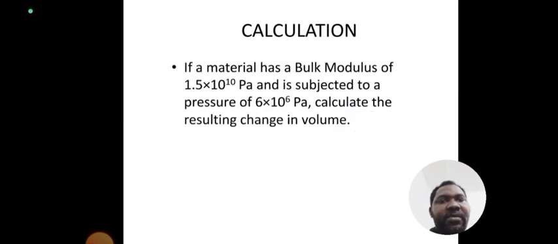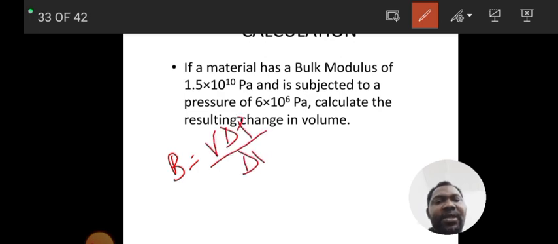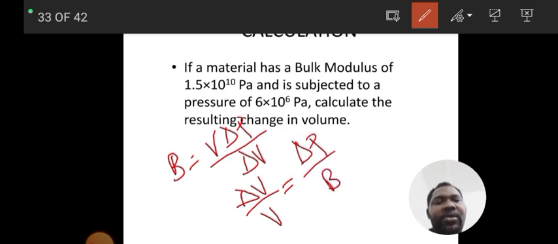Now we have another one here. It says if a material has a bulk modulus of 1.5 times 10 raised to the power 10 Pascal and is subjected to a pressure of 6 times 10 raised to the power 6 Pascal, calculate the resulting change in volume. Bulk modulus is volume times pressure change divided by change in volume. Now, if you notice here, we are not given the initial volume, so I can say change in volume over volume, which we call fractional change in volume, is equal to the change in pressure all over bulk modulus.